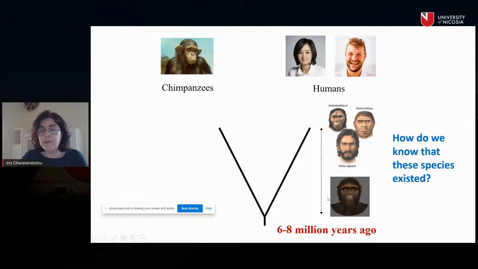And I would like to ask you, how do you believe scientists know that these species existed? How do we know all this information? How do we know, for example, that a group, this is called the Ardipithecus group, how do we know that this species was around about 6 to 7 million years ago? How do we know that then they evolved into this group, which are called the Australopithecus group? That then this group evolved into the Homo group, which eventually one of those species evolved into Homo sapiens. How do we know all this information?